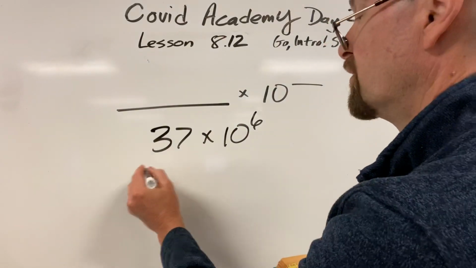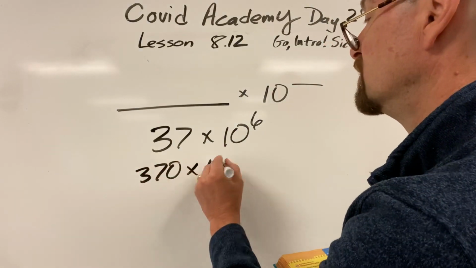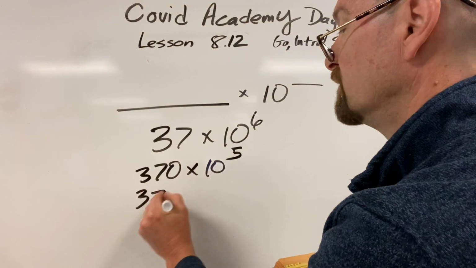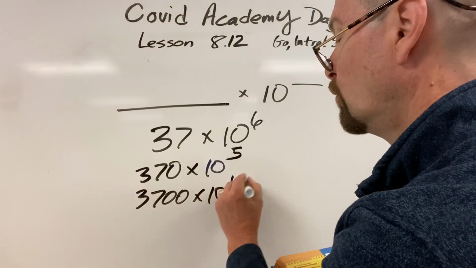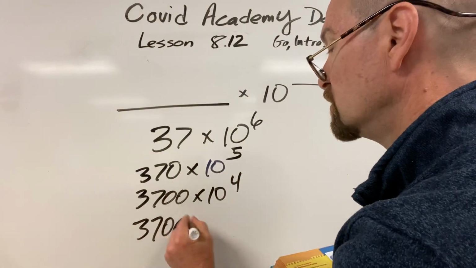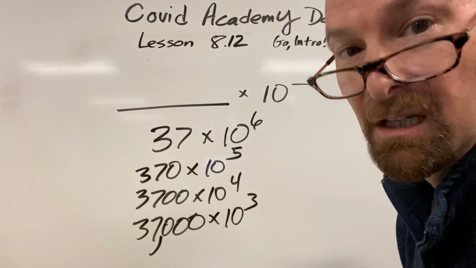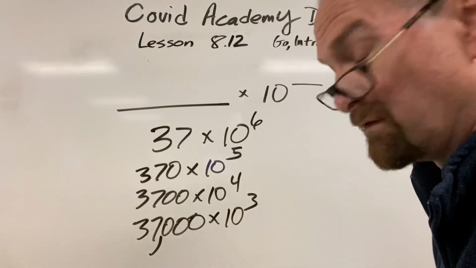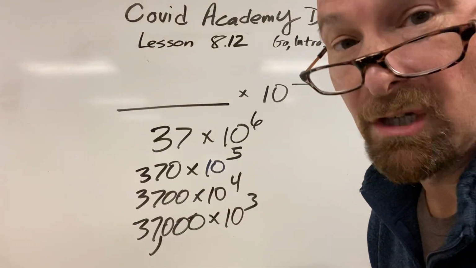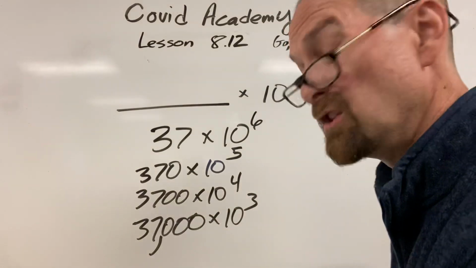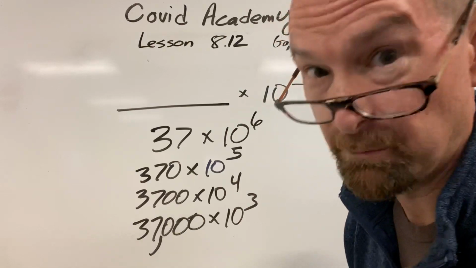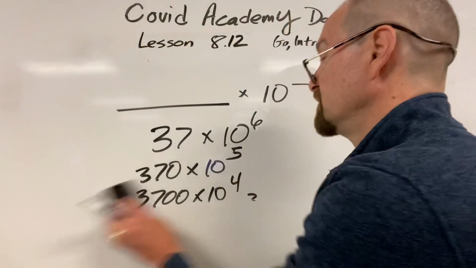So I could have done 370 times 10 to the 5th, or 3700 times 10 to the 4th, or 37000 times 10 to the 3rd. You get the idea? Yes, you do. If you still did 10 to the 0th after I told you not to do that, then you're a miserable pile of poo. That's what I have to say to you.